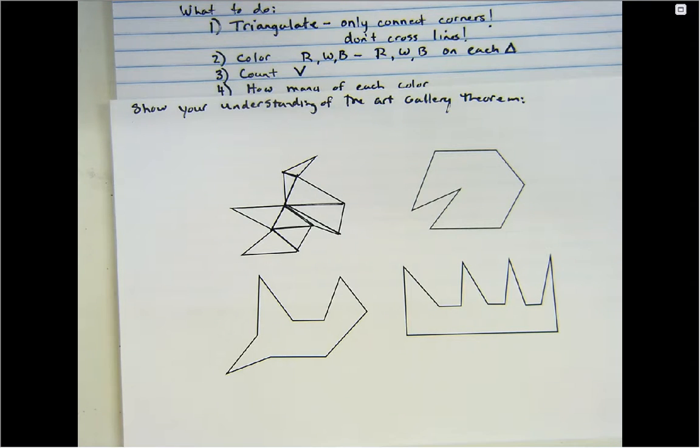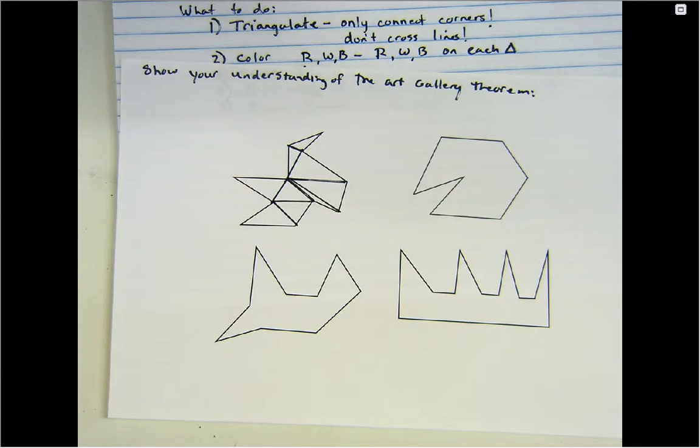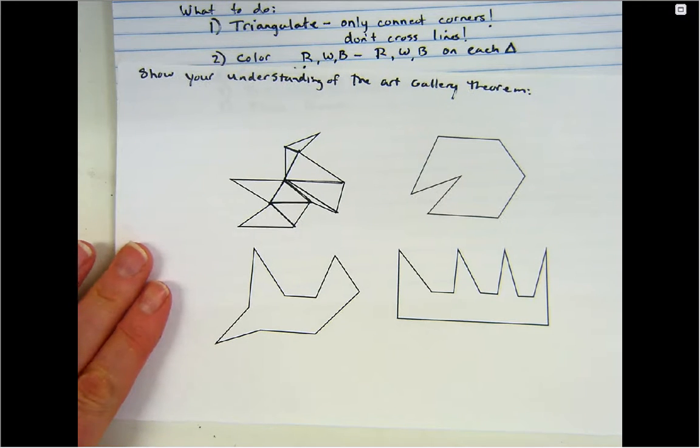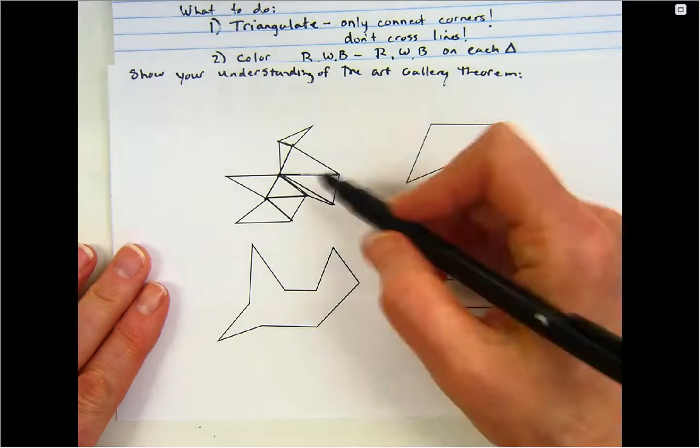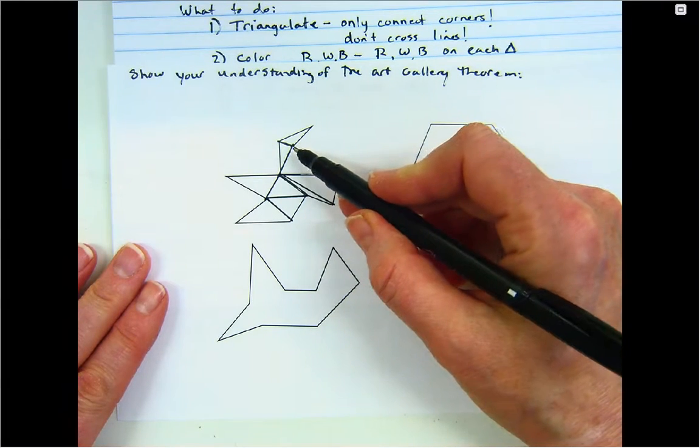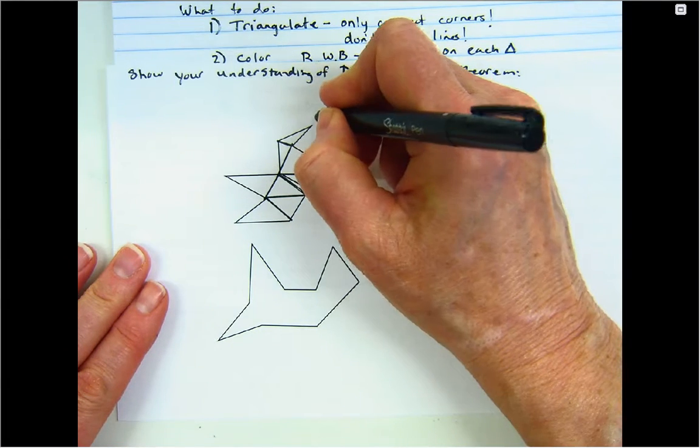Only connect corner to corner, not to the middle of the line somewhere, and do not have any of the lines that you drew crossing. Well, once you've done that, you're ready to do red, white, and blue. So we all probably did this one on top, so let's start there. You put your red, white, and blue.